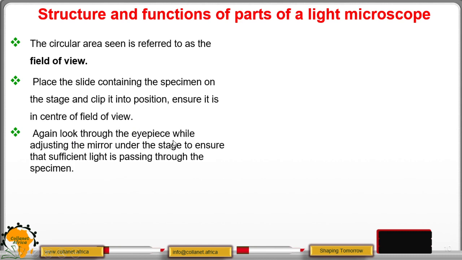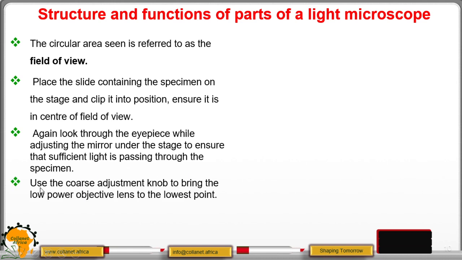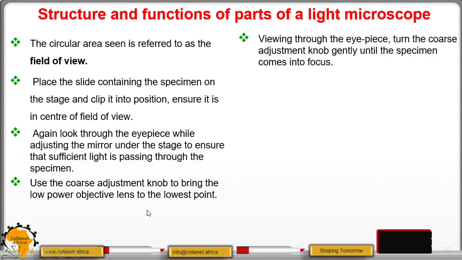Again, look through the eyepiece while adjusting the mirror under the stage to ensure that enough light is passing through the specimen. Use the coarse adjustment knob to bring the low power objective lens to the lowest point. Viewing through the eyepiece, turn the coarse adjustment knob gently until the specimen comes into focus.